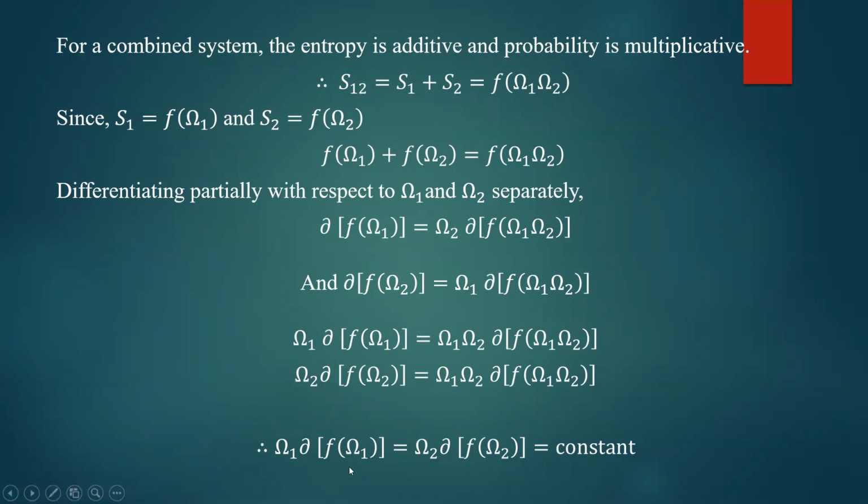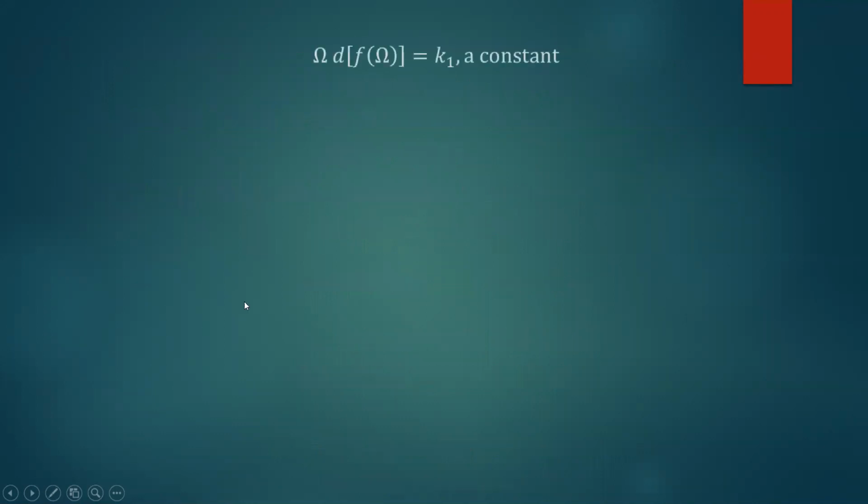Therefore, in general, the thermodynamic probability omega into the derivative of the function of omega should be a constant for any system. That is the general statement. So you get omega into d of f of omega equal to some constant, let us take k1. Finally, we have to integrate this equation and find the relation between S and omega. We have got the equation omega into the derivative of f of omega equal to k1, which is a constant. Now I can rearrange this.